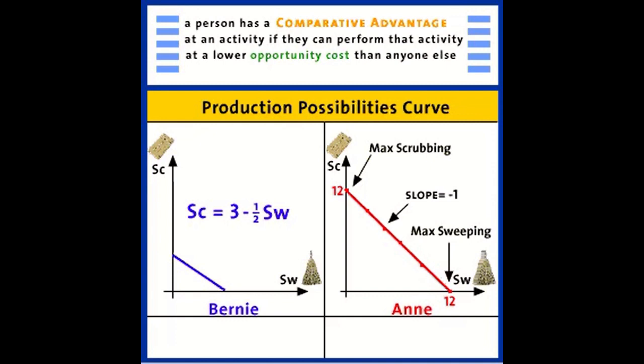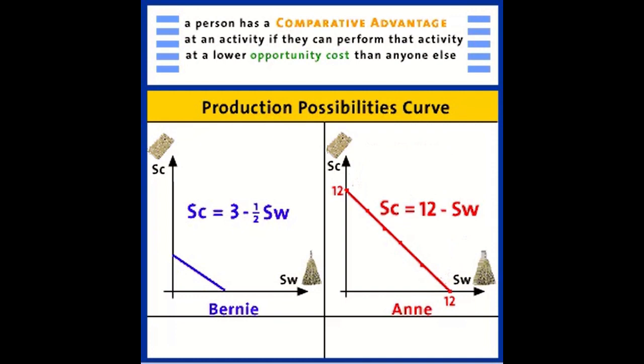The coefficient on sweeping is -1. That's the cost to Ann to sweep a room. It's 1 room worth of lost scrubbing. Here's Bernie over here, and we know that his production possibilities are represented by this equation. Let's suppose that Bernie and Ann are both running cleaning businesses and that they are working independently of each other.